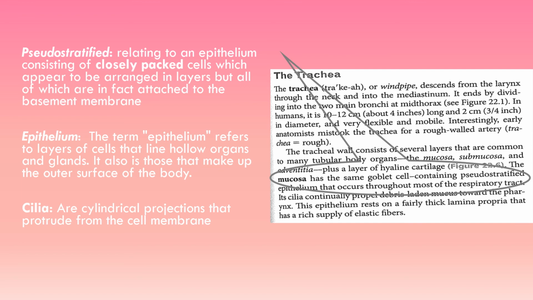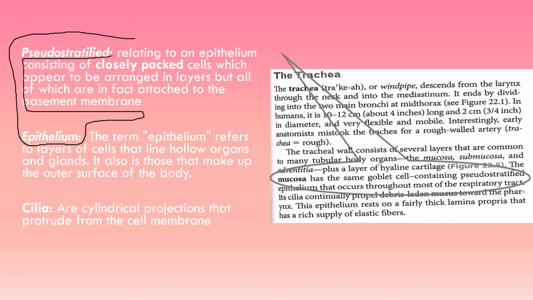On an earlier slide, it was written that the ciliated cells are part of the pseudostratified epithelium. You can go back if you don't believe me, but I'm pretty sure it does. So then I got to thinking, what does pseudostratified epithelium mean? And basically it means closely packed cells that make up the outer surface of the body.